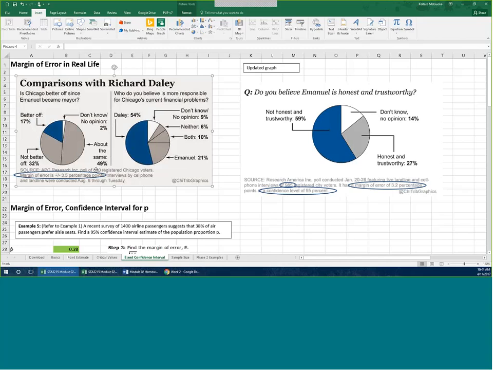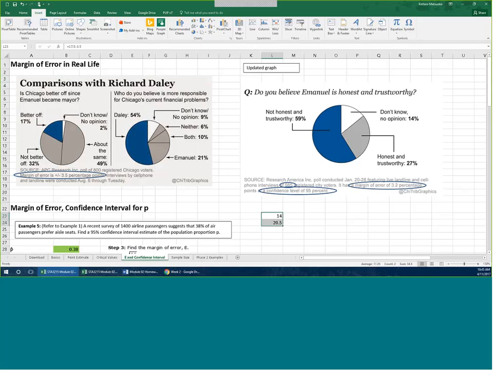If you look at the small print, you see that it surveyed 800 registered voters, and the margin of error is 3.5 percentage points. So that's plus or minus 3.5 percentage points. What that means is that this range could be anywhere between 17 minus 3.5% to 17 plus 3.5%. So this better off proportion could be anywhere between 13.5% to 20.5%. I calculated that by adding 3.5 to 17 or subtracting 3.5 from 17. And we get the margin of this interval. And this interval is called the confidence interval, basically.